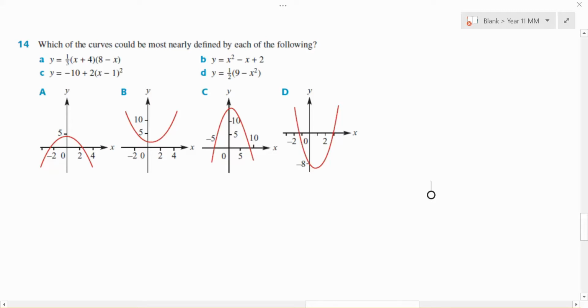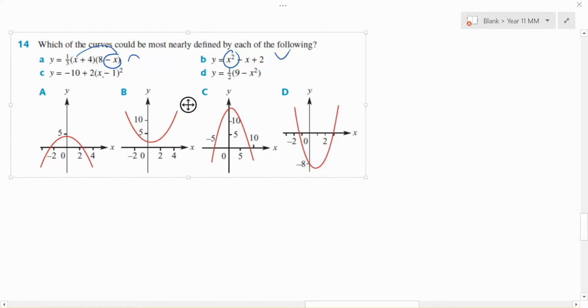Those are all hints on what the graph looks like. So for example, in this question here, it says, which of the curves could be most nearly defined by each of the following? There are 4 equations up here, A, B, C, and D, right? And you have to figure out which one it should represent. Now, the first thing I look for is, these are smiley face graphs, true? So that means the equations have to have a positive x squared. This has a positive x squared. This one, if you do x times a negative x, that becomes negative x squared. So that's a frown shape. This is a smiley shape.